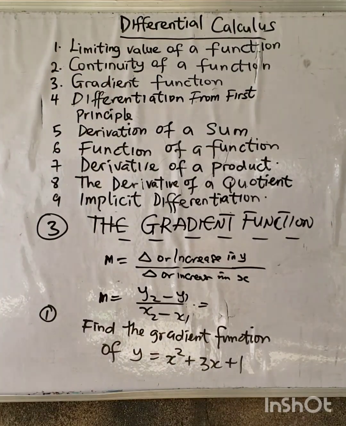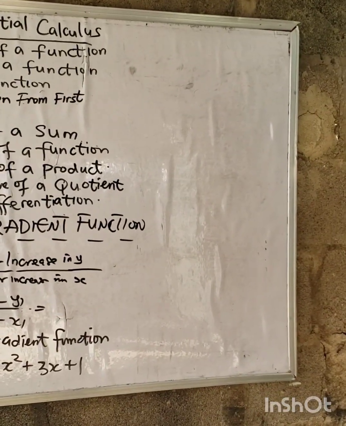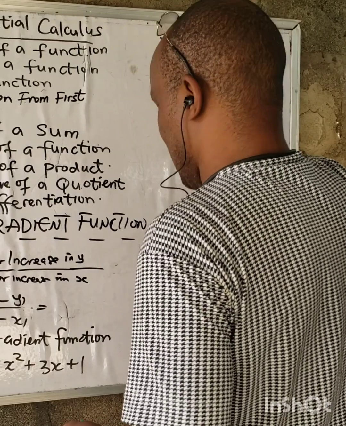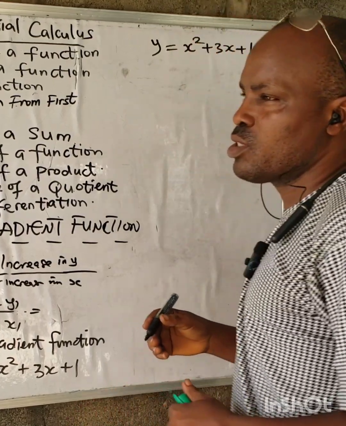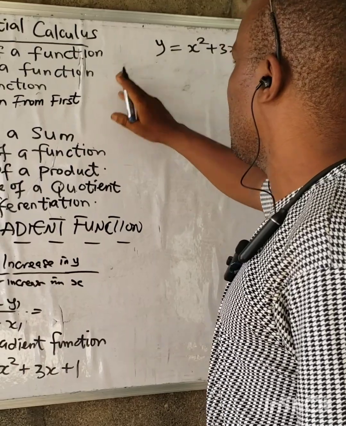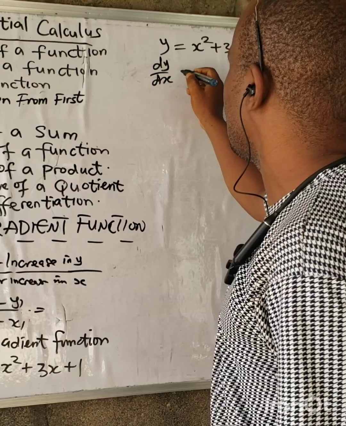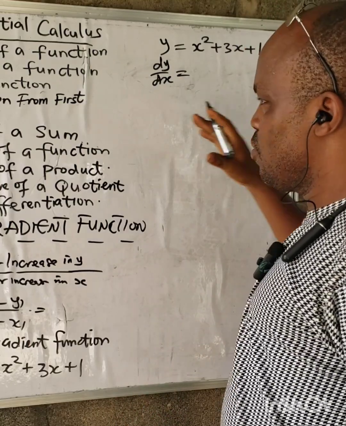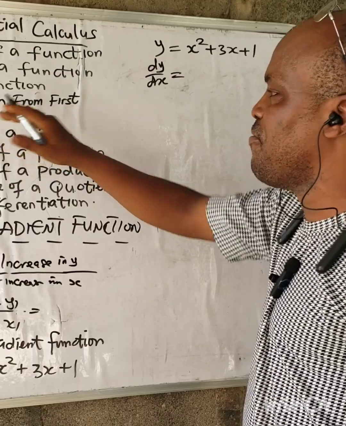What are we going to do is to take y equal to s squared plus 3s plus 1. Sometimes you may be given s to be like 1 or 2 or anything, but we are not given anything. We are going to differentiate this. That will be dy/ds. When you are asked to differentiate, we are still going to treat it in the differentiation from the first principle.